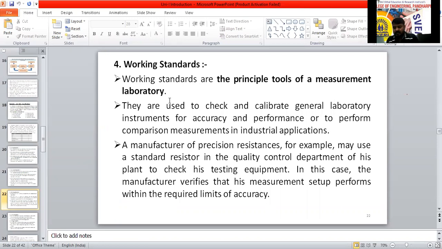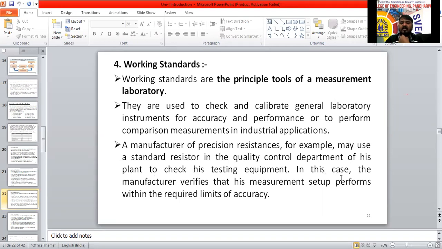For the college, how is the admission, how is the placement, whether to give the application or not, because every year a university inspection will be there. Every year the university does the inspection, and AICTE inspects the universities. Like that, national laboratories. A manufacturer of precision resistances, for example, may use a standard resistor in the quality control department of his plant to check his testing equipment.